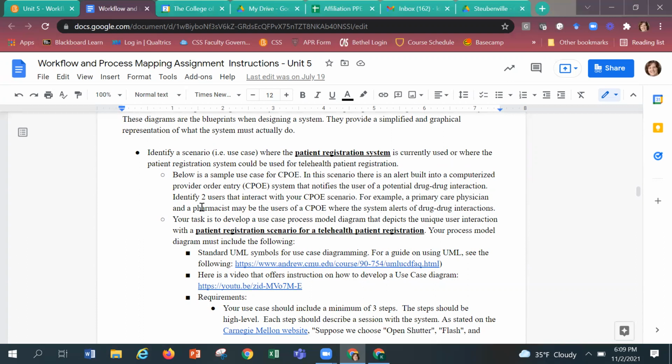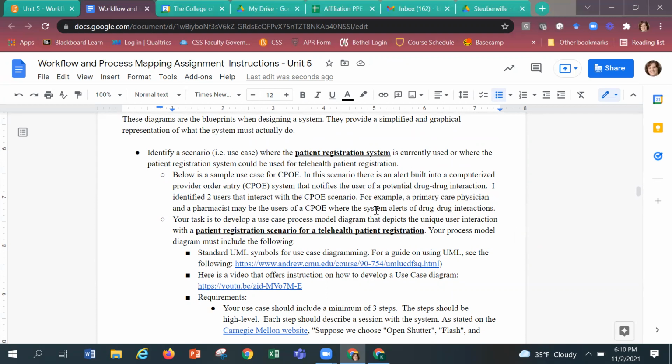Oh, hold on a second. This is, I'm gonna modify this a little bit with the CPOE scenario. I don't know where that came from.